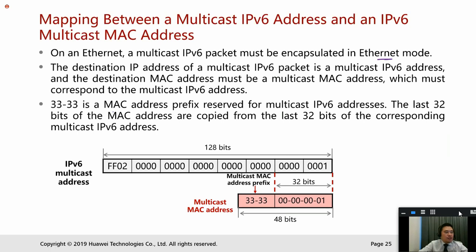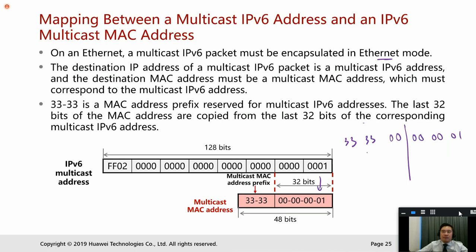So 3333 is the MAC address prefix reserved for multicast IPv6 addresses, and the last 32 bits of the MAC address are copied from the last 32 bits of the corresponding multicast IPv6 address. So the 32-bit multicast address maps into your multicast MAC address. That's how it is specified. So you can convert to 3333, the multicast MAC prefix, followed by 00000001, so it is created as a multicast MAC address.